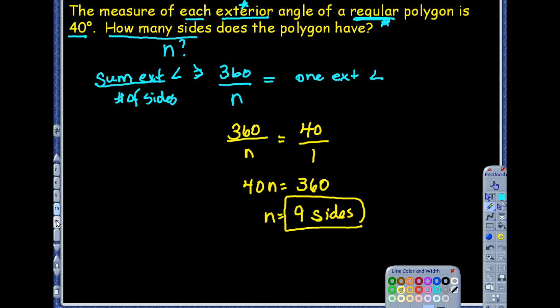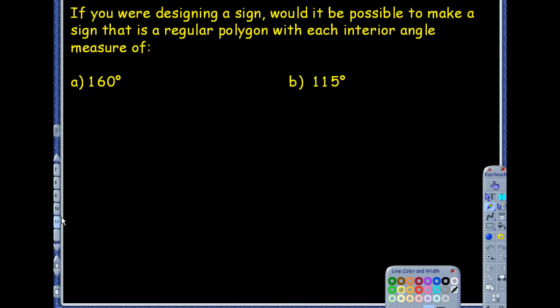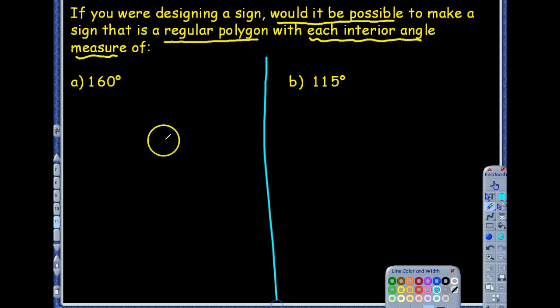I think we have one more example. Now, this one says, if you were designing a sign, would it be possible? So the question is really, is it possible to make a sign that is a regular polygon with each interior angle measuring either 160 or 115? So we have two parts to this. We'll do A with you guys, and then you guys think about B on your own.